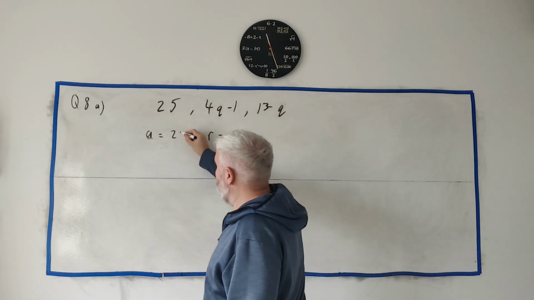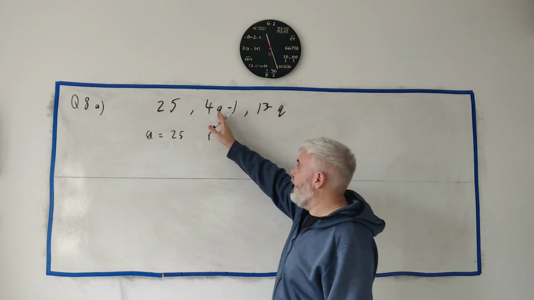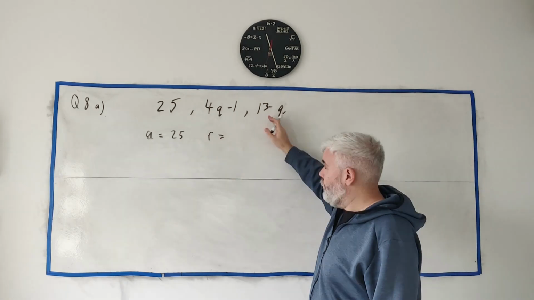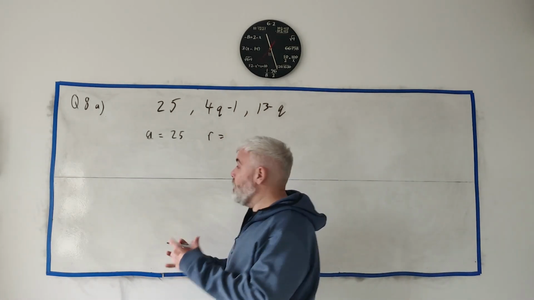A is just 25 once again. r is the common ratio. What's the difference between the second and first? Just like the first time. What's the difference between the second and first, or the third and the second? Except it's dividing this time. But the point is they're equal.